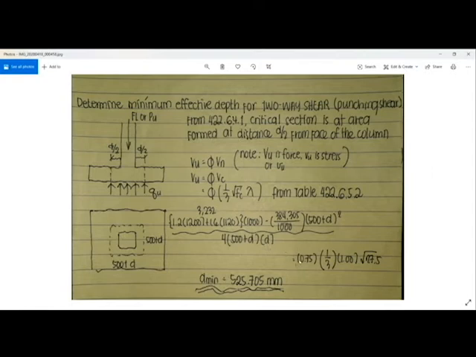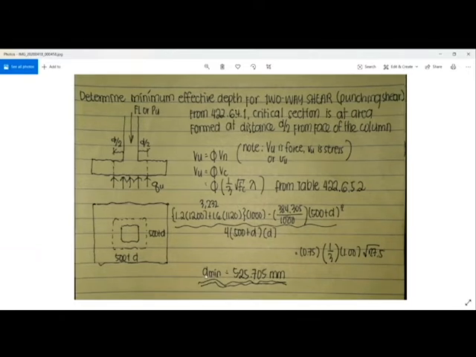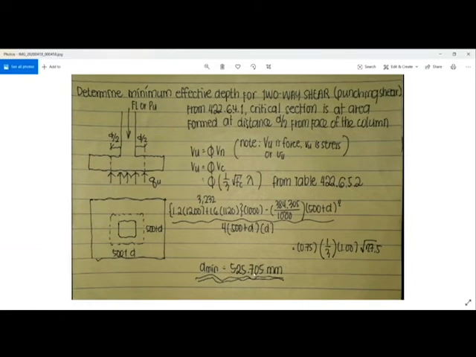And it is equal to 0.75. That is your phi, no? So medyo paulit-ulit siya. Shear kasi, shear ulit to, so 0.75 multiplied by 1/3 times 1. Ang lambda natin is 1 kasi I assume that it is a normal weight concrete. Square root of 27.5. Your d minimum shall be equal to 525.705. So you have your minimum depth against two-way shear.